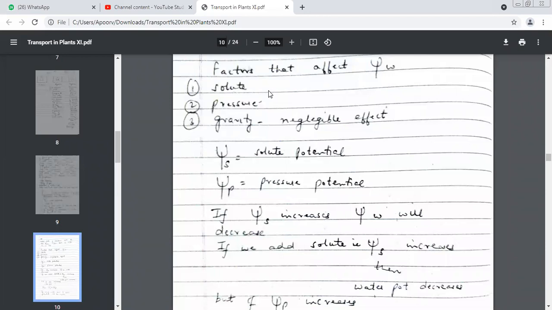Xi P is directly proportional to Xi W. So if Xi P increases, what will happen to Xi W? Xi W will also increase. Okay.